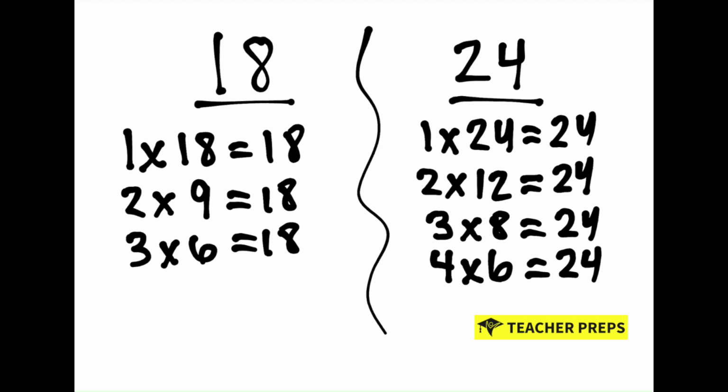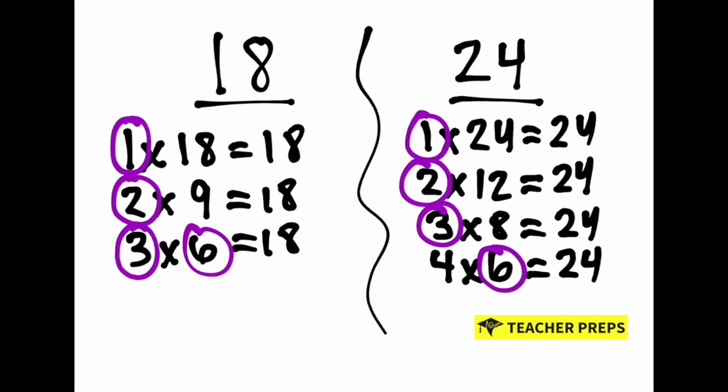Now that you have all the factors listed out, step 2 was to circle all the common factors. Both have a 1, both have a factor of 2, both have a factor of 3, and both have a factor of 6. Now that we've circled all the common factors, the last step is to look and see what is the greatest of those numbers. 6 is, so the GCF, or greatest common factor, of 18 and 24 is 6.